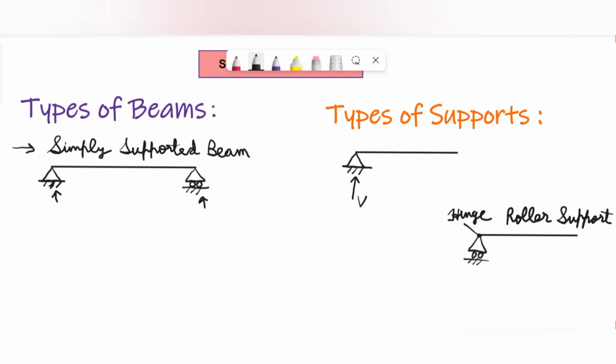Then the second type of support, which is a roller support, here there is a hinge and in this type of support rollers जो होते हैं they are placed below the beam और beam जो है it can slide over the rollers. रिएक्शन जो लगेगा वो परपेंडिकुलर डायरेक्शन में लग रहा है which is vertical reaction.